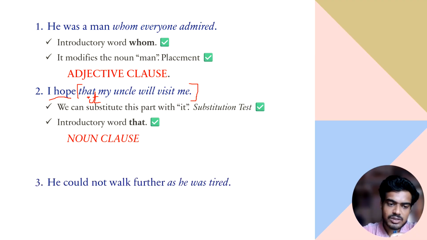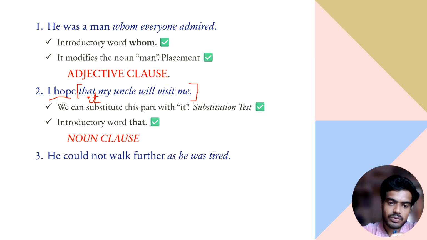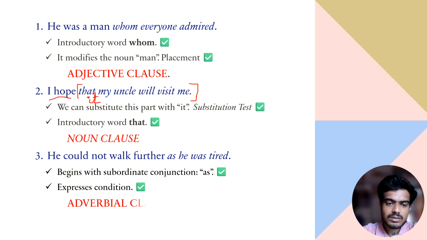Okay. Next, the sentence is, he could not walk further as he was tired. So what can we check here? First, we must find where the clause is here. He could not walk further, as he was tired. So it is telling us a condition. Which clause tells us a condition? It is the adverbial clause. See, it also begins with a subordinating conjunction, as, and expresses a condition. So we can easily identify it as an adverbial clause.